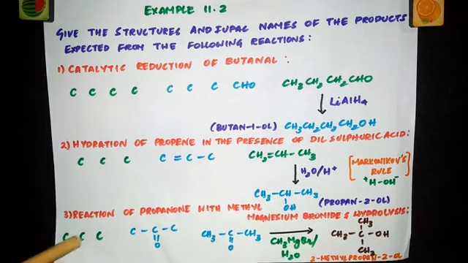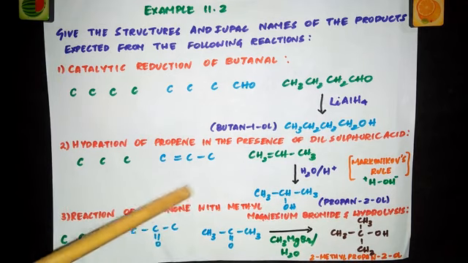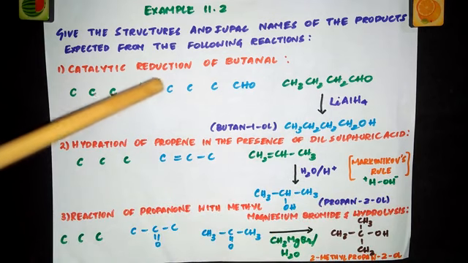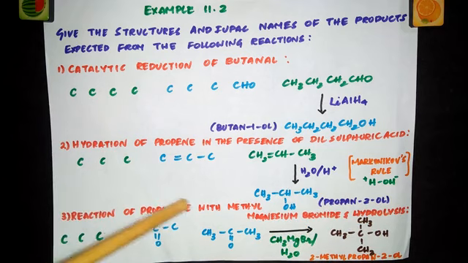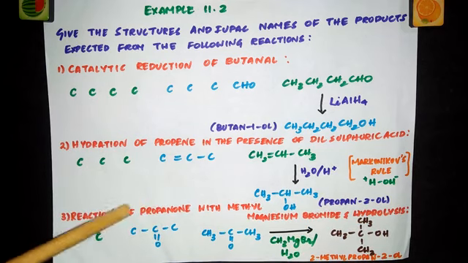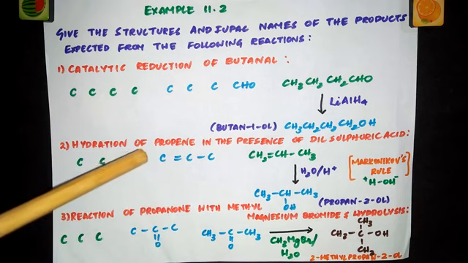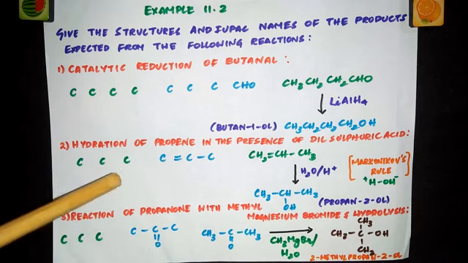And the next reaction is reaction of propanone with methyl magnesium bromide, followed by hydrolysis. So first look at the starting material, propanone. Prop means 3 carbon atoms, 1, 2, 3. On means you have a ketone group, which is C double bond O.